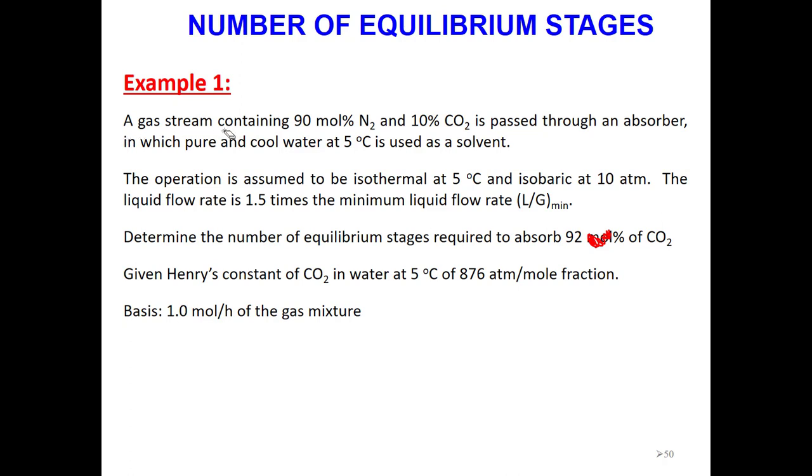So a gas stream contains 90% nitrogen and 10%... sorry, I write again, x, and 10% CO2. This is my y. So this is a gas stream that has CO2, and we want to separate this CO2. So it is a strip absorption column in which we are going to separate CO2. So we send it from the bottom of the column.